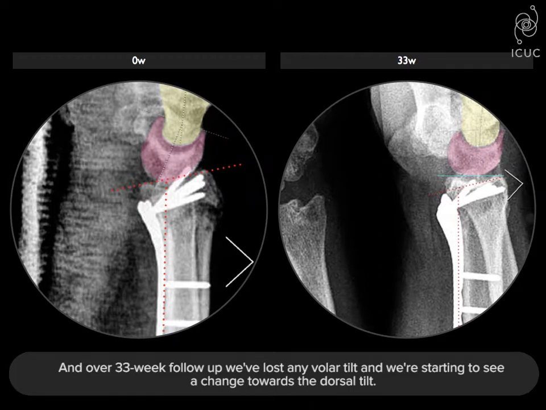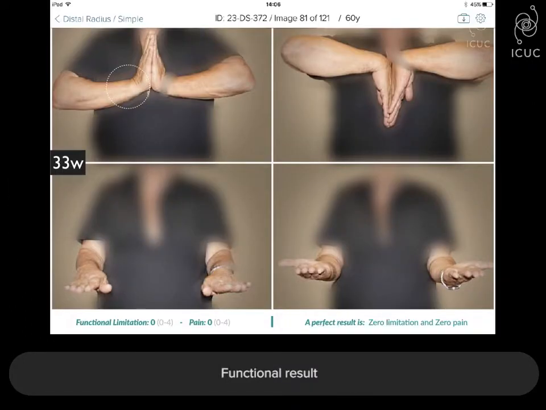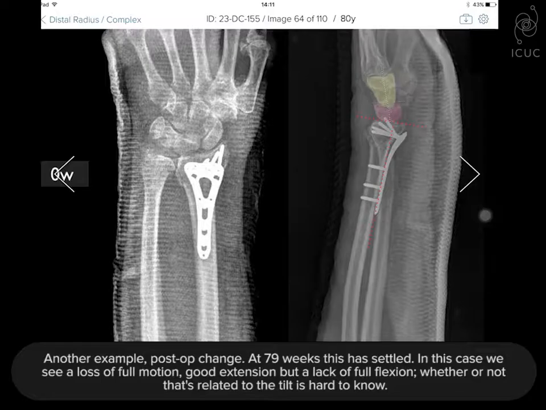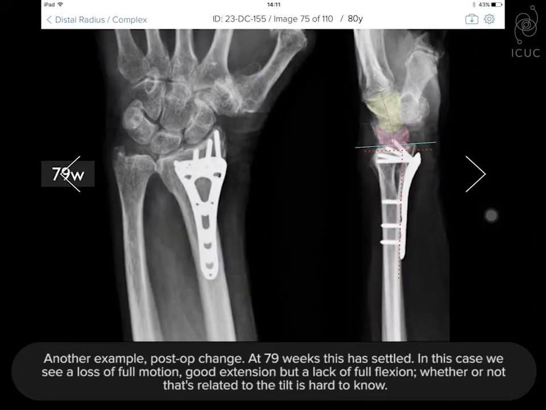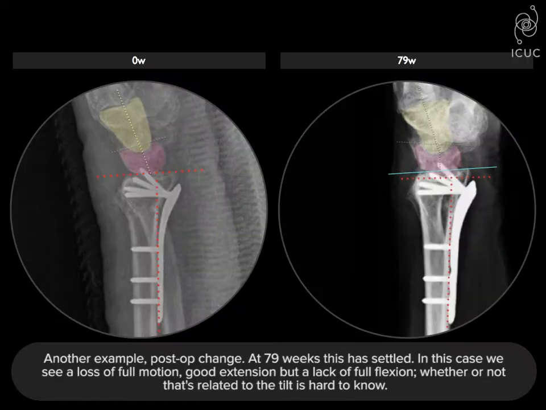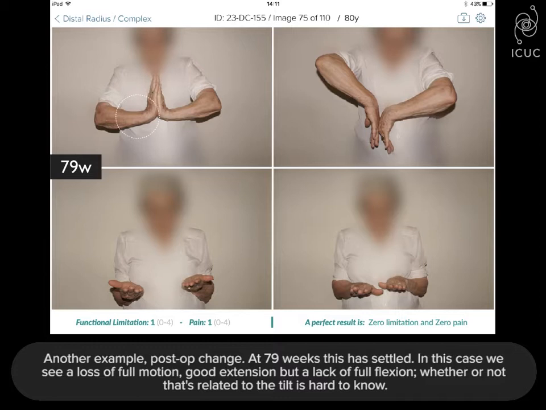And over 33-week follow-up, we've lost any volar tilt, and we're starting to see a change toward the dorsal tilt. Functional result. Another example, post-op change. Here, 79 weeks, this has settled. And in this case, we see a loss of full motion, good extension, but a lack of full flexion. Whether or not that's related to the tilt is hard to know.